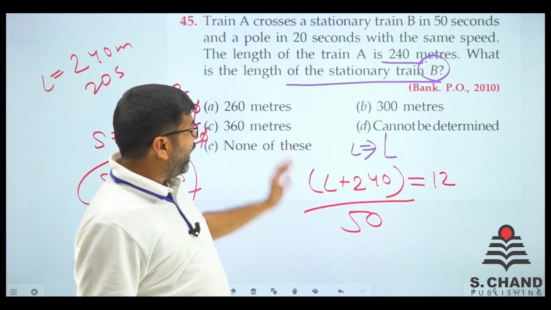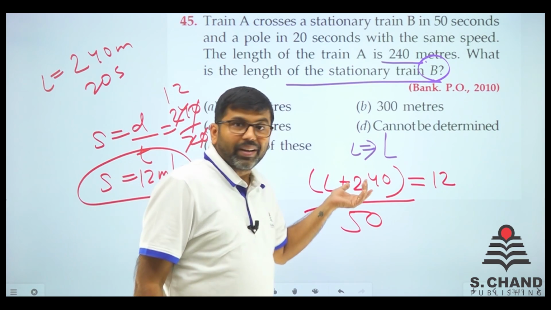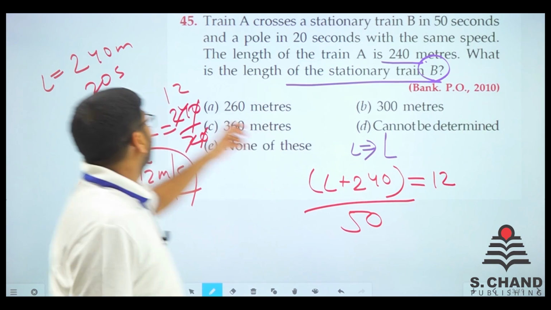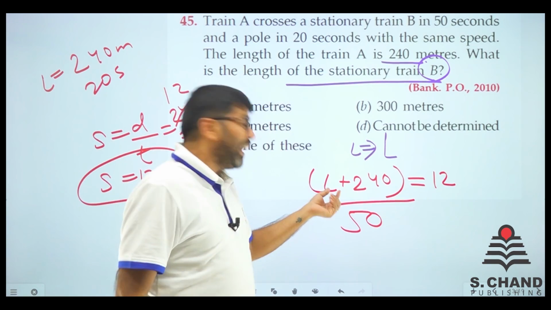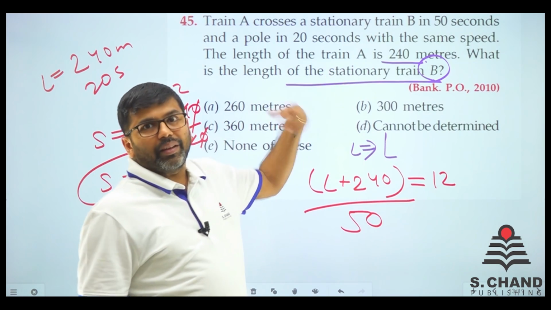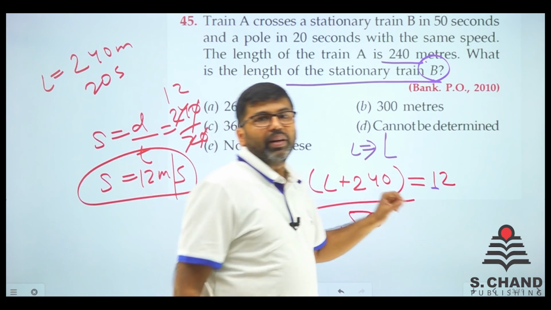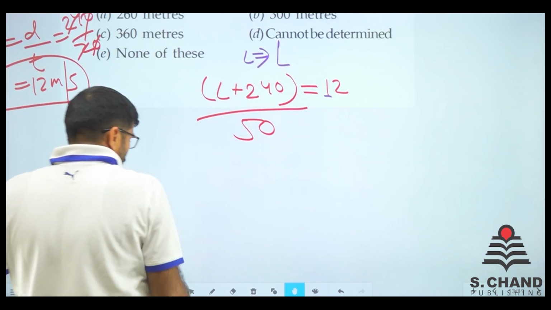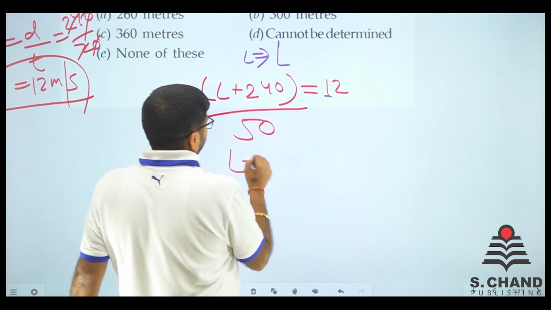So we have L plus 240, that is the total distance, the equivalent distance, because 240 meters is the length of the train and this L is the length of the other train. This is the 50 seconds it is doing and 12 is the speed, 12 meter per second. So just do that calculation.